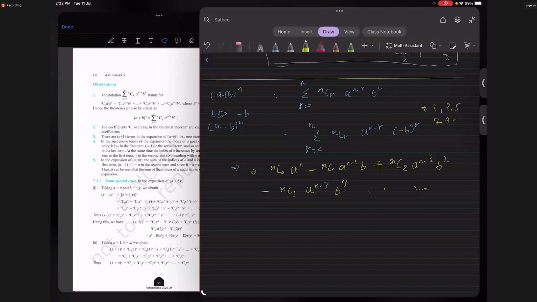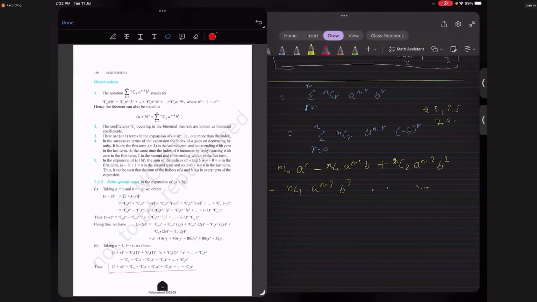And here another important relationship is this. This is when we assume a equal to 1. So this is an important relationship which will be used a lot in many places. So we have to keep in mind that this is a very general extension in which, if we assume a to be 1, then it becomes a simple extension: nc0 plus nc1 x plus nc2 x square and so on, okay.